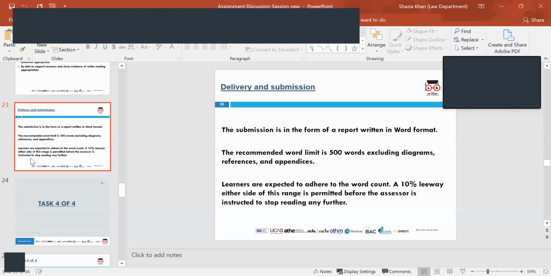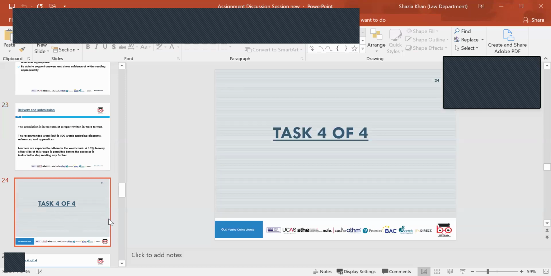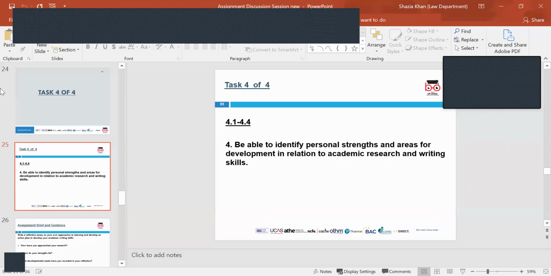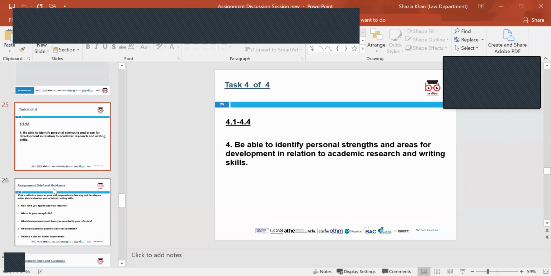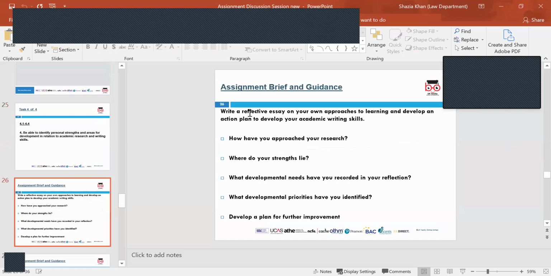The final task is task 4 of 4. So there are 4 tasks within this. In task 4, you need to look at learning outcome 4, 4.1 to 4.4, and be able to identify your personal strengths and areas of development in relation to academic research and writing skills. So here you would write a reflective essay on your own approaches to learning and develop an action plan to develop your academic writing skills. You've got 5 parts to do here.